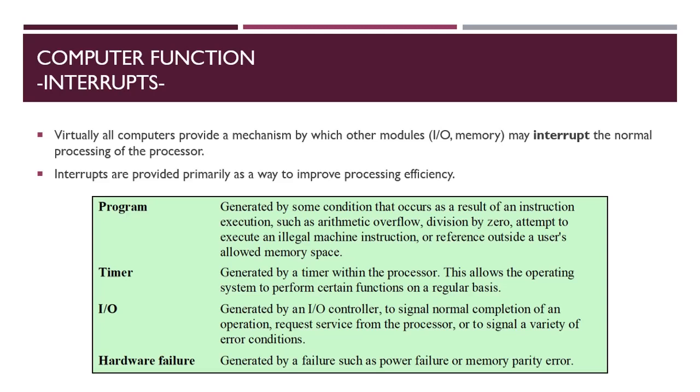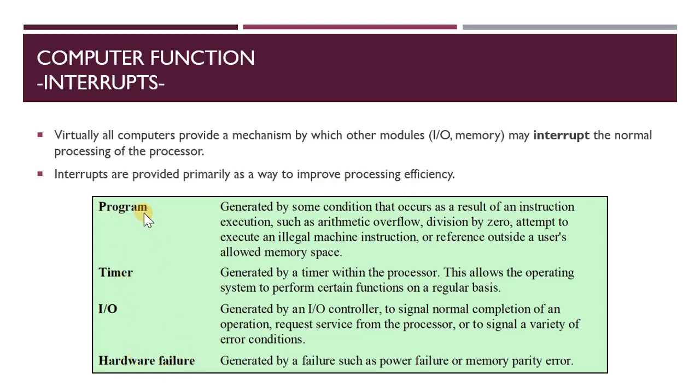Now we are going to see interrupts as one of the functions in the computer. Virtually all computers provide a mechanism by which other modules, for example input-output and memory, may interrupt the normal processing of the processor. Interrupts are provided primarily as a way to improve processing efficiency. Basically, there are four classifications of interrupts: program, timer, input-output, and hardware failure.